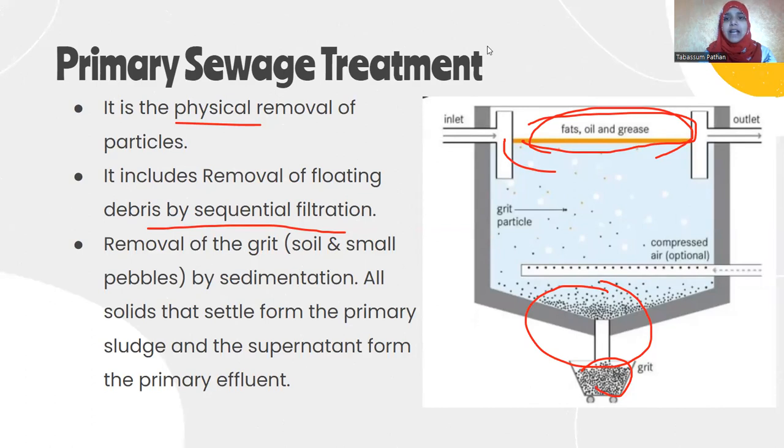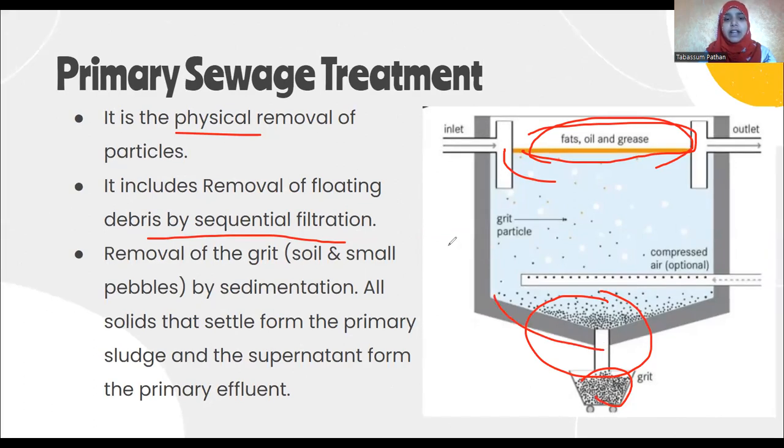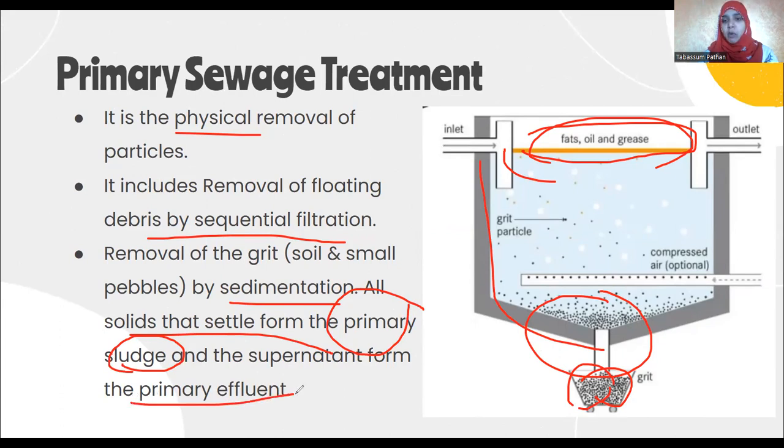The water is allowed to stand in the tank, known as the sedimentation tank. The water is just allowed to rest, and the settled material is removed. All the solids that settle form the primary sludge. The waste that you collect is known as primary sludge. This word is very important because we will see why this primary sludge is important. And the supernatant is the primary effluent. The water which is now left behind, free from bigger solid waste, is now known as primary effluent.